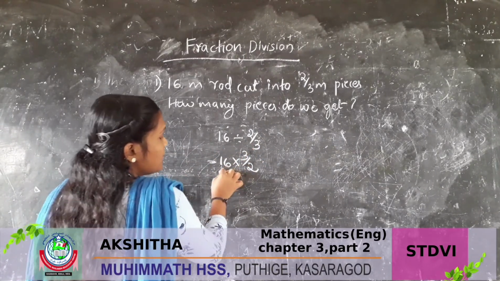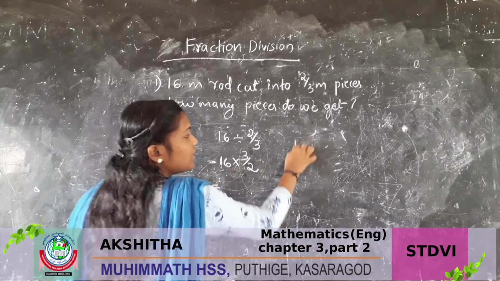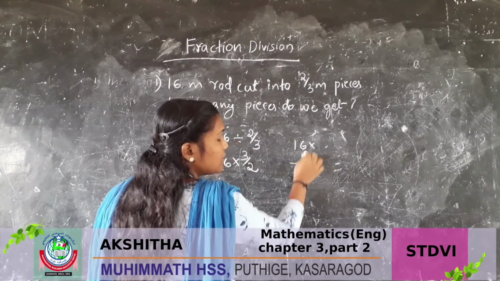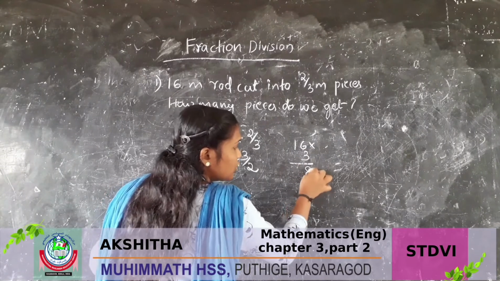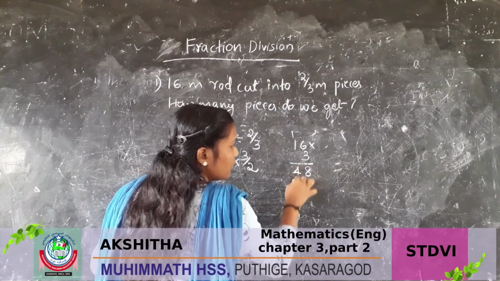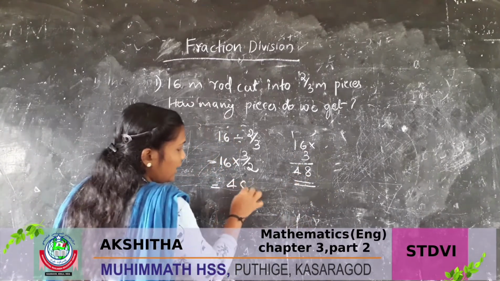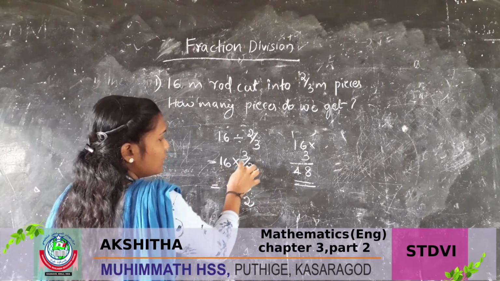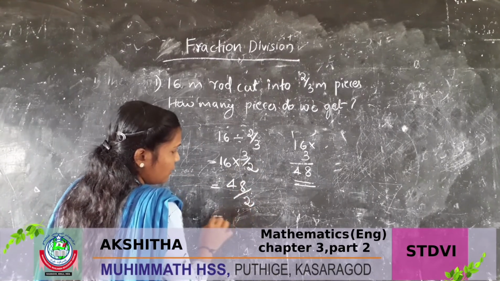Next, 16 3 times. What is the answer? 16 3 times. 6 into 3, 18. So we should write here 8, 1 here. 3 ones are 3, 3 plus 1, 4. What is the answer? 48 by 2. This 2 we should write here. 16 into 3, 48. What is the answer?